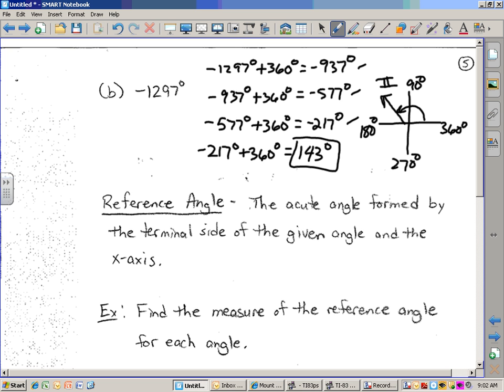Coterminal angles. The key is add or subtract 360. Coterminal, think 360.